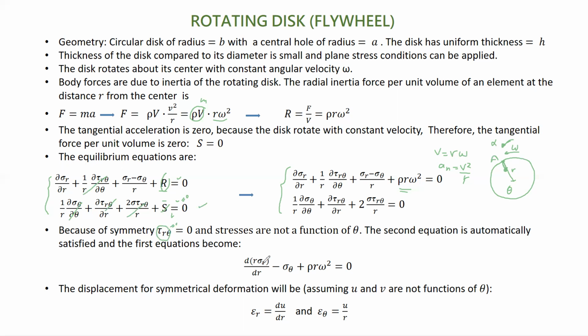Derivative of r sigma r with respect to r, minus sigma theta, plus rho r omega squared is equal to 0. What I did here, this is the equation that we have, right? And that is 0.